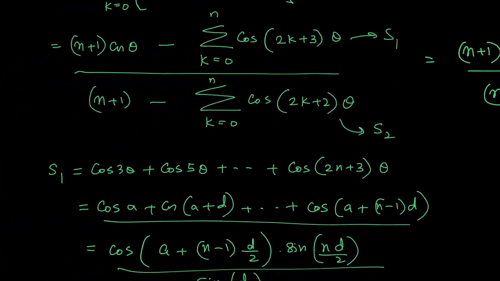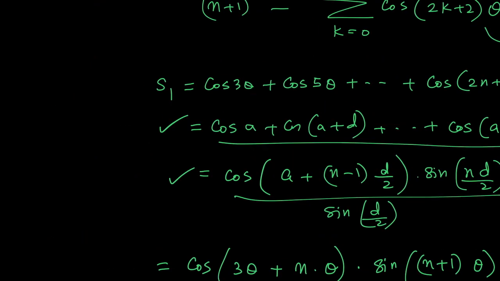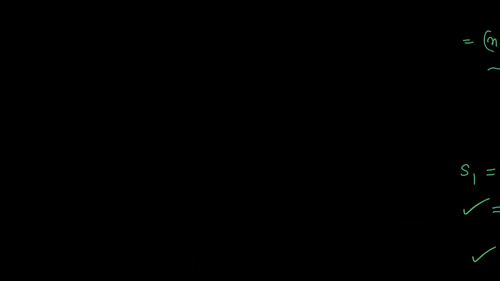So the idea is you should remember this formula. You should know this result, cos a plus d plus and so on. That result you should be able to recall. But even if you don't know the result, you can do it in another way. I'll tell you what the second method is. It's using complex numbers.